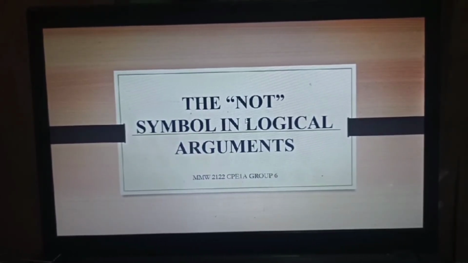And our topic for today is about the not symbol in logical arguments.